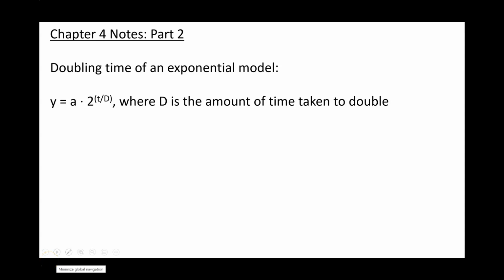In the second part of chapter 4, we are going to talk about doubling time and half-life. So let's take a look at the formula for doubling time of an exponential model. Let's say that you have a petri dish in which there are 300 bacteria. So the initial value is 300 bacteria.